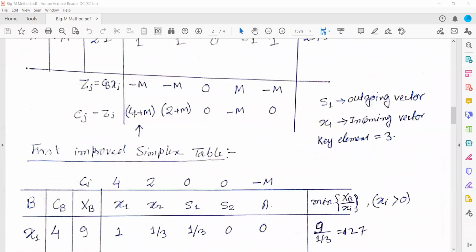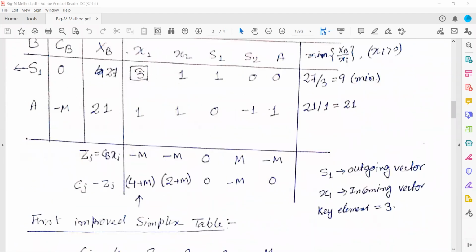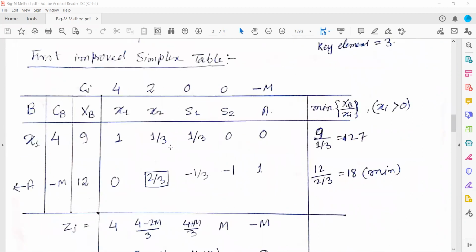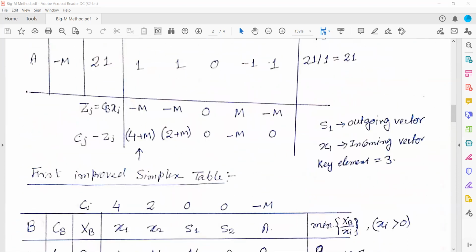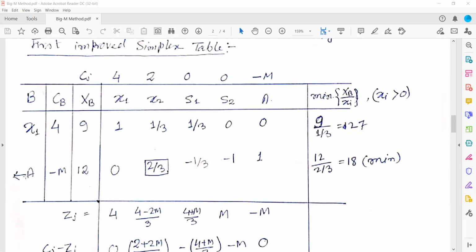Now next, you need to convert this 3 into 1. So simply you divide this whole row by 3. So what we have got is 27 by 3, that is 9, 1, 1 by 3, 1 by 3, 0, 0, 0. Then next, the basic variable A has coefficient minus M, so I have simply written A, minus M.